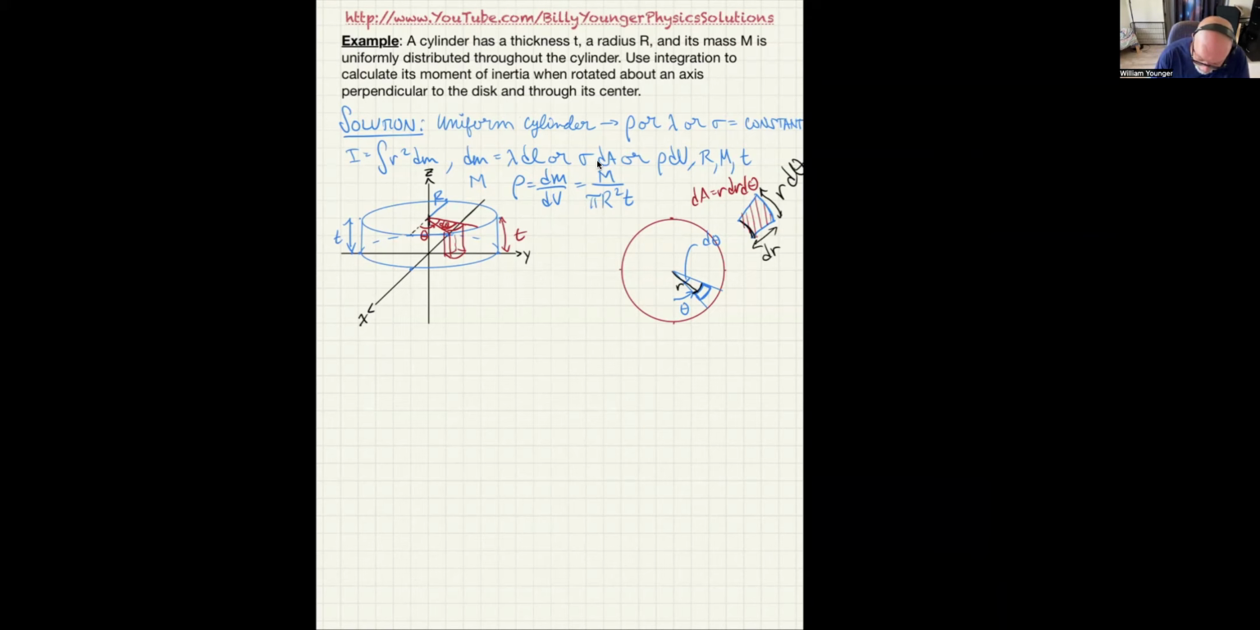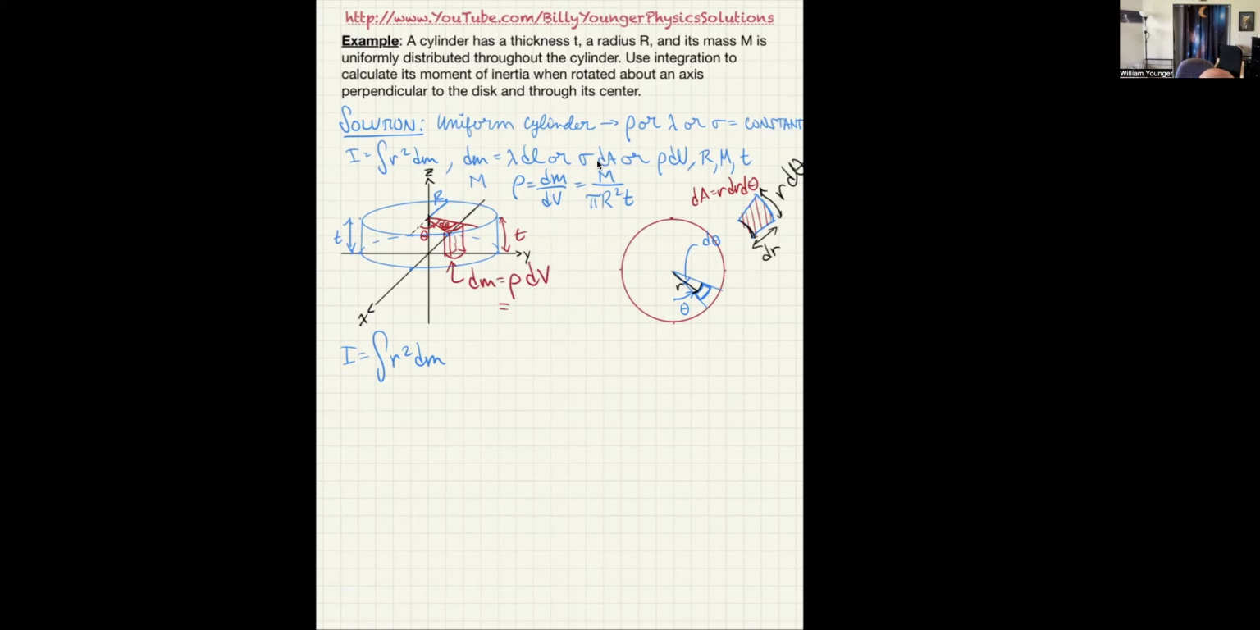So with that in mind, I can now say the formula I is equal to the integral of r squared dm. What I'm going to do is say that this little red guy in here is my differential mass element, and that's going to be rho times dV.